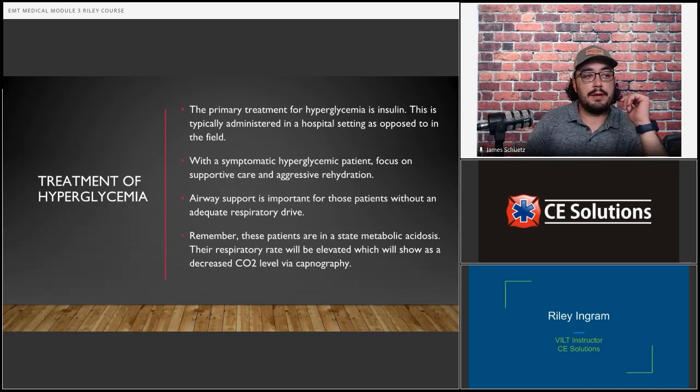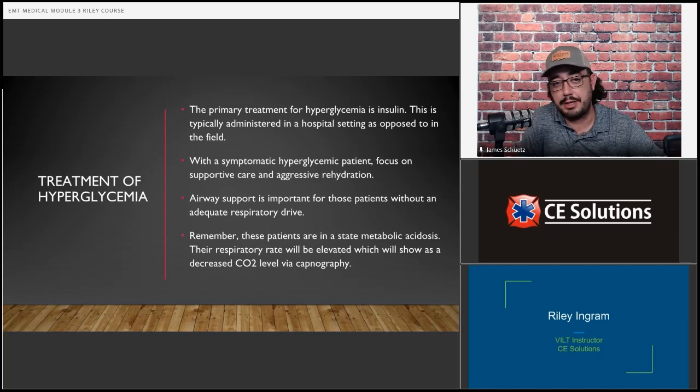All right. Treatment of the hyperglycemia. Primary treatment is going to be insulin. We can't really do that. All right. We don't know what their scale is. We don't know what their cocktail is. We don't know what that slide scale or mixture or any of that is. So they don't really let us play with that too much pre-hospital. It's typically administered in the hospital setting as opposed to in the field.